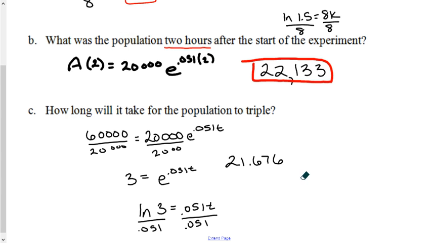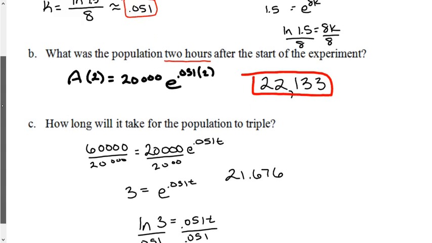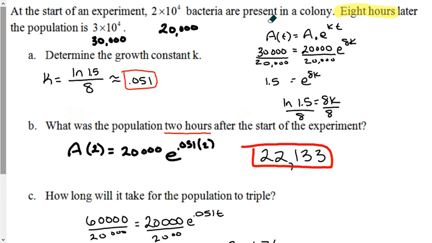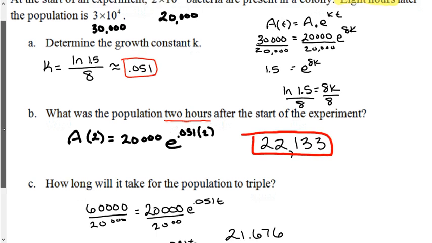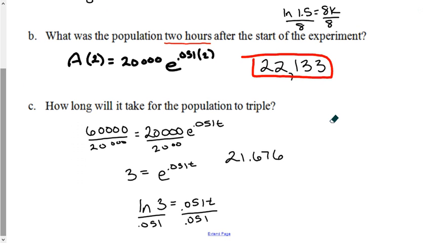And then we got to think about this. Is it days? Is it hours? Years? Well, a lot of times in these exponentials we think about it in terms of years. But remember what we highlighted at the very beginning of the problem. 8 hours. You see, our time is in hours. So this is 21.676 hours.